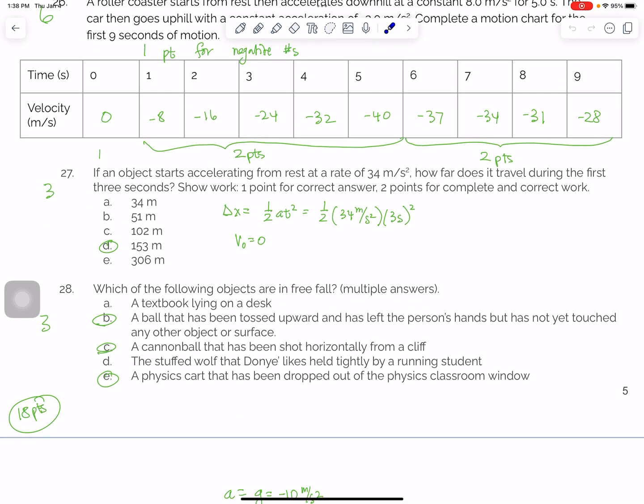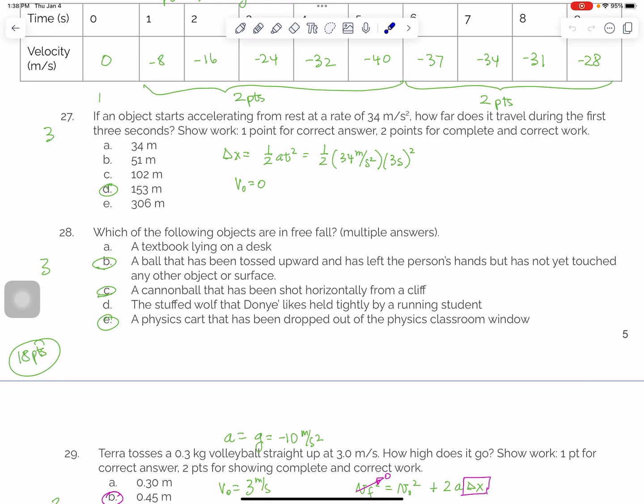If an object starts accelerating from rest at a rate of 34 meters per second, how far does it travel during the first 3 seconds? And so this is the formula that you're going to use because my initial velocity is 0. So you just plug in the numbers and you get 143 meters.